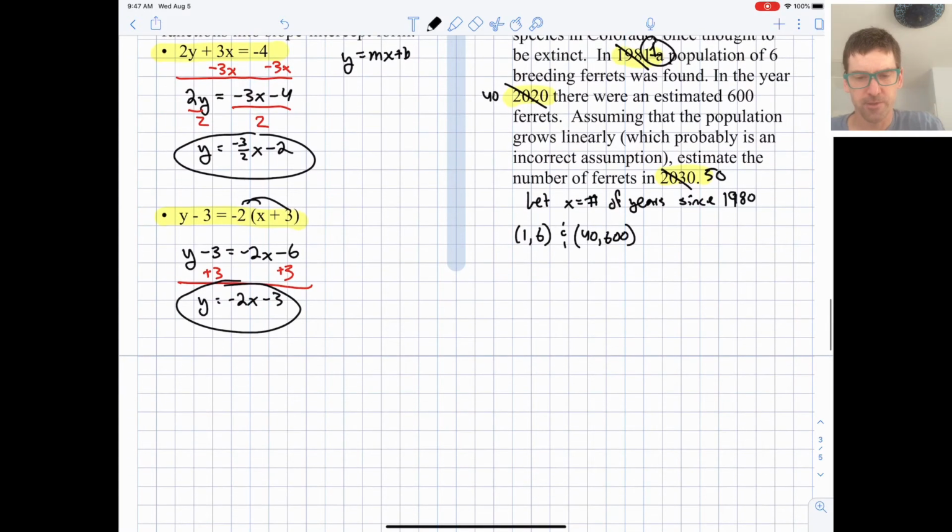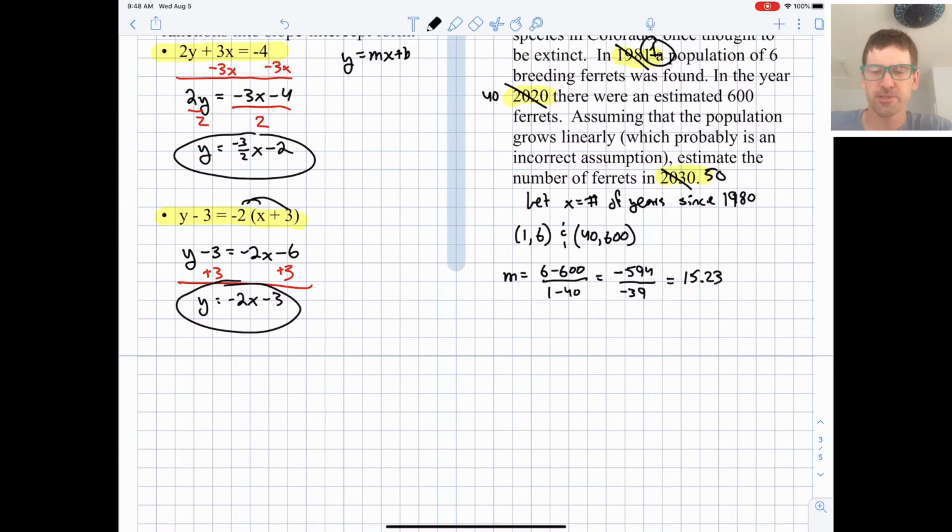So let's find our slope first. So remember, slope is 6 minus 600 all over 1 minus 40. And remember, it doesn't matter in what direction you subtract as long as you're consistent with it. So we have a negative 594 over a negative 39. Our negatives will cancel, so we'll have a positive slope, which is good, meaning ferrets are increasing in number. And that slope is going to be 15.23.